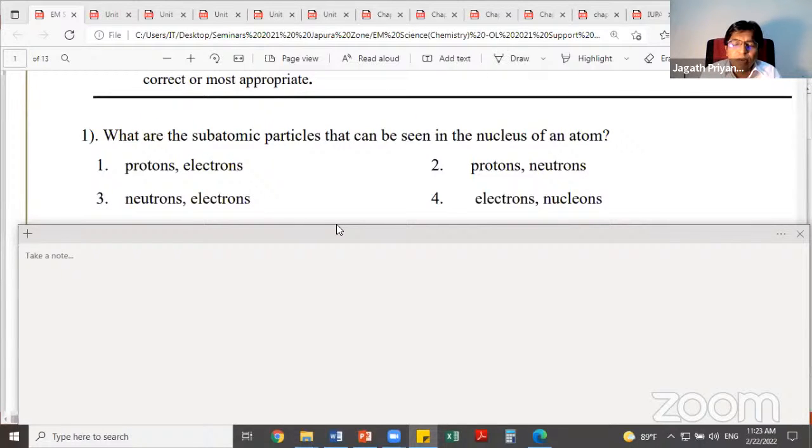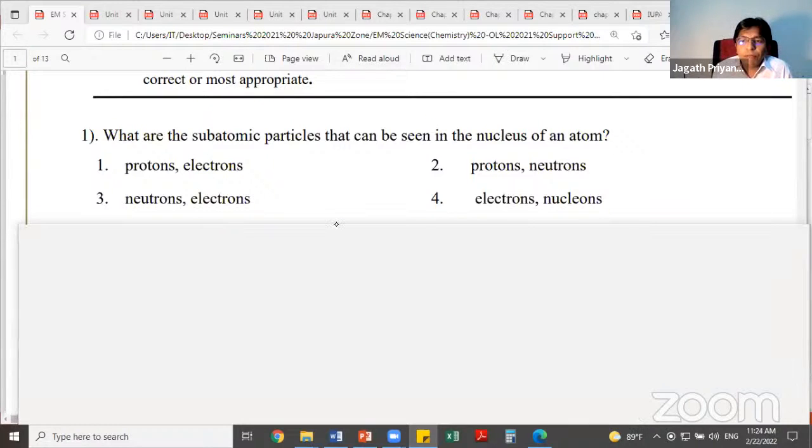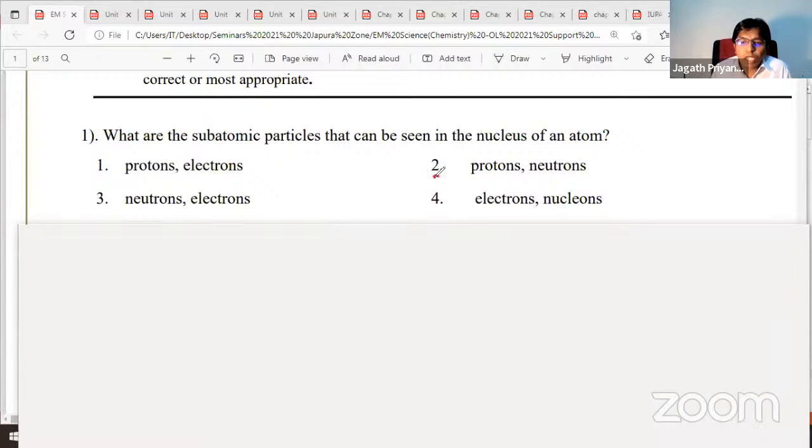Subatomic particles seen only in the nucleus of an atom. The answer is protons and neutrons, the second option. So you can underline it. Those who have done this paper, you can mark with a red pen and check whether you are okay with the MCQ paper, whether you can go for at least 30 or above. You can mark the answers with the red pen, those who have done this at home before.